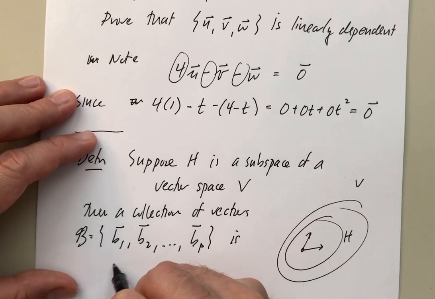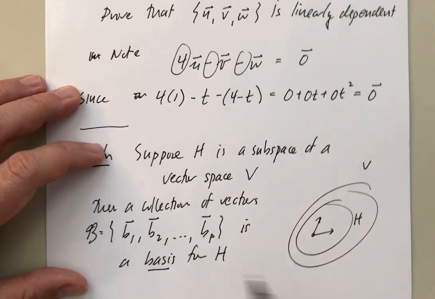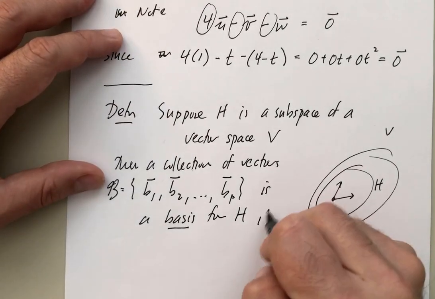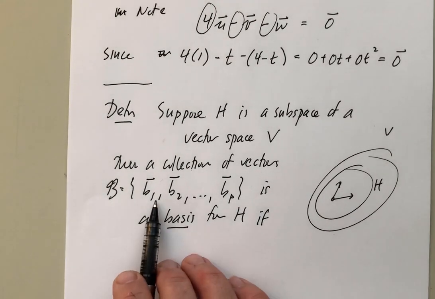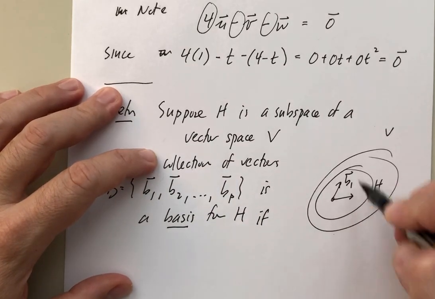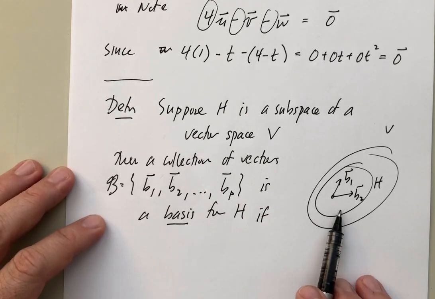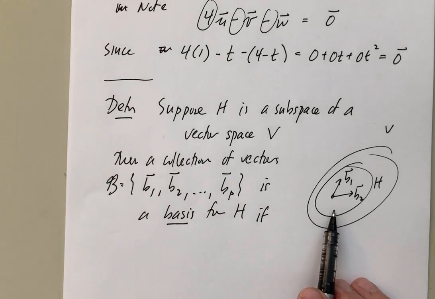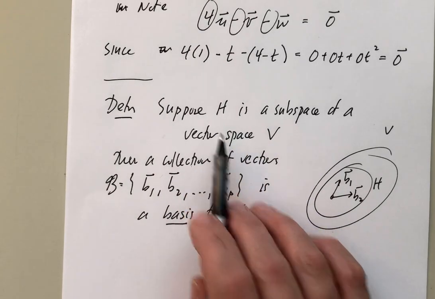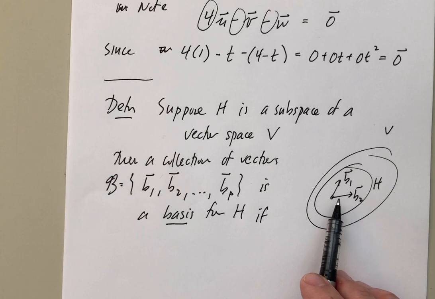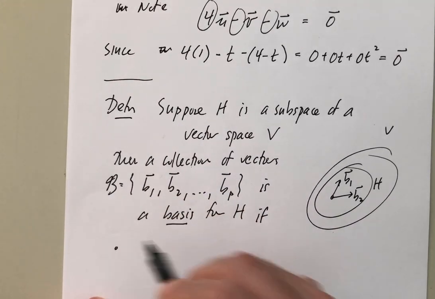This is a basis for H, okay, that's the new word here, if 2 things happen. So the idea here is you've taken a collection of vectors, so maybe these are B1 and B2, and the idea behind a basis is that these 2 vectors, or however many there are, should somehow be able to build the subspace H, and you should be able to do it in a non-redundant way. So there's kind of 2 things that happen in the definition of basis.